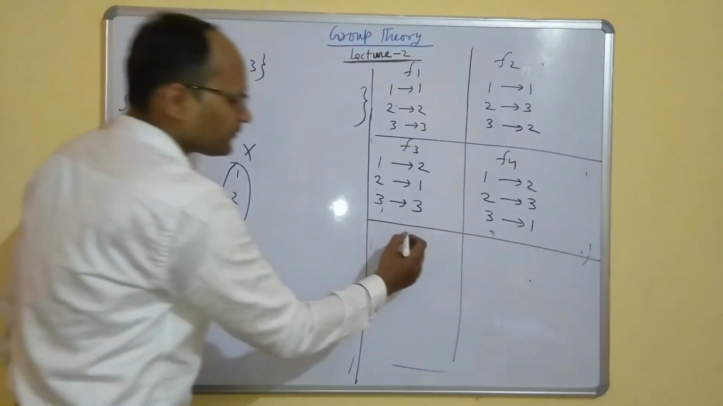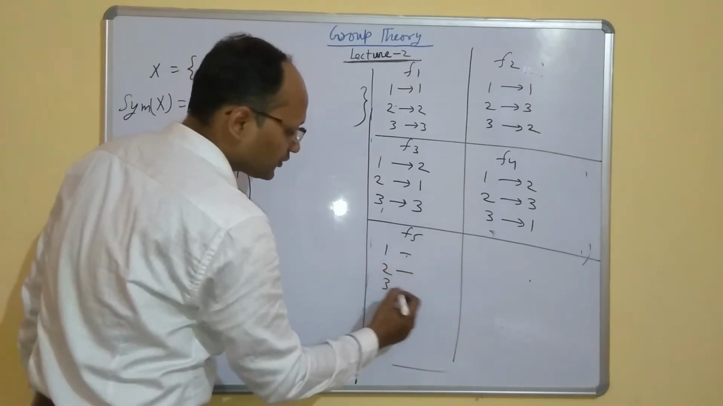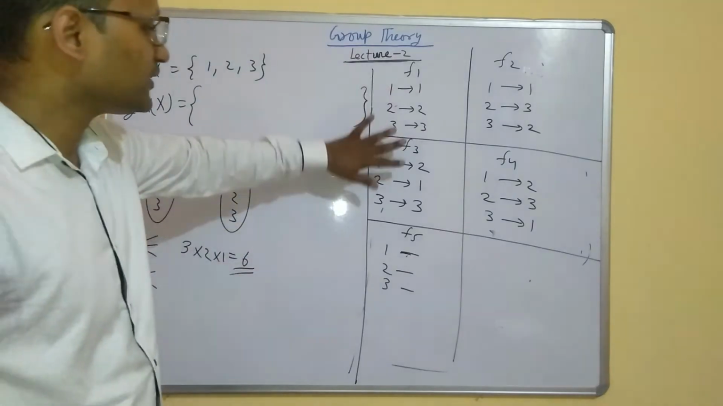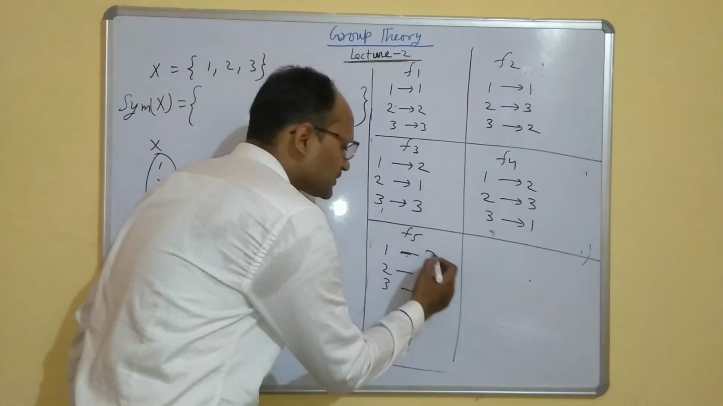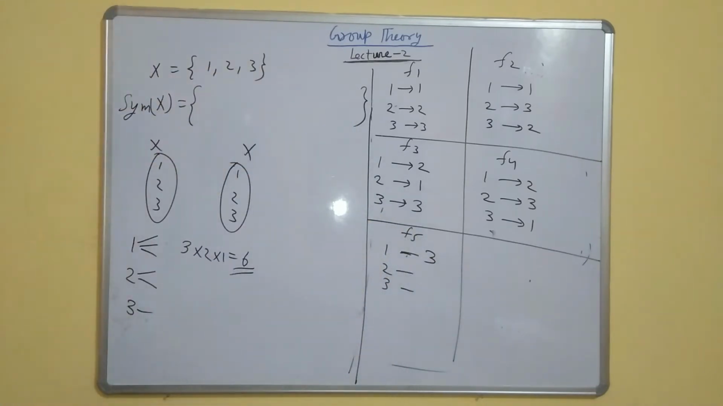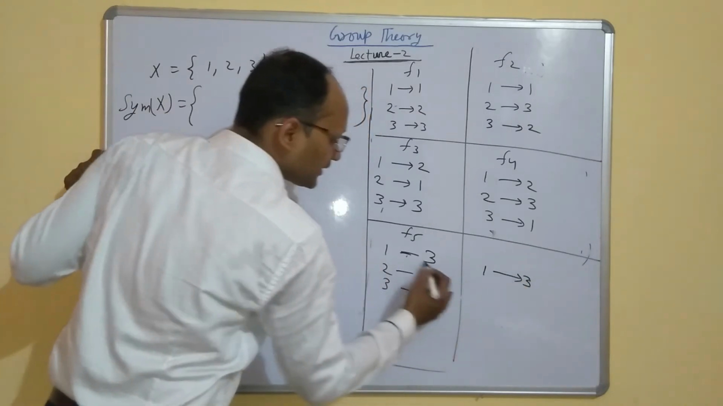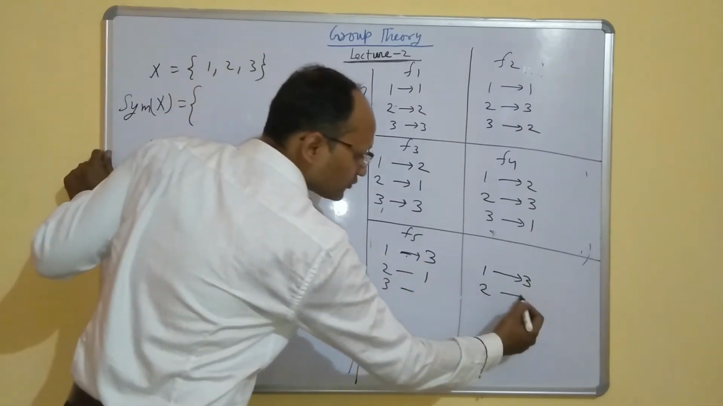And then F5. So 1 is going to 2, 1 is going to 1, all the possibilities have been exhausted. So now there is only one possibility, 1 can go to 3. So when 1 is going to 3, then there are 2 possibilities for 2. 2 can go to either 1 or 2 can go to 2.